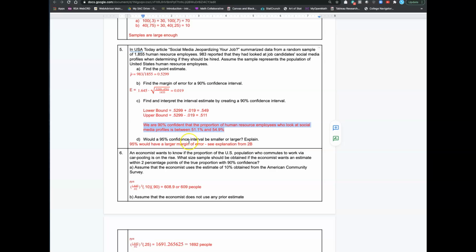Would a 95% confidence interval be smaller or larger? Again, this goes back to our explanations before. 95% are going to be larger, right?